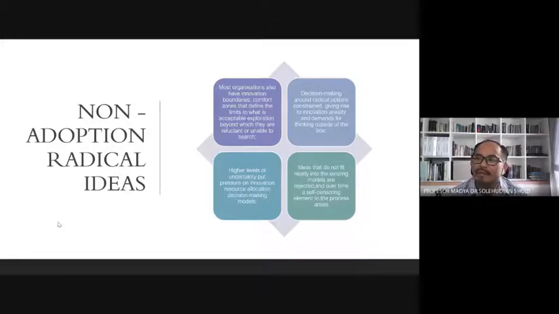For non-adoption of radical ideas, these are the things that you can see here. Most organizations also have innovation boundaries, a comfort zone that defines the limit to what is acceptable exploration, beyond which they are reluctant or unable to search. Then decision making around radical options is constrained, and the high level of uncertainty also puts pressure on resource allocation, and ideas that do not fit neatly into the existing model are rejected, and so forth. They are the things that we are facing.